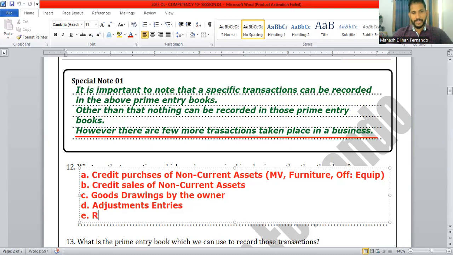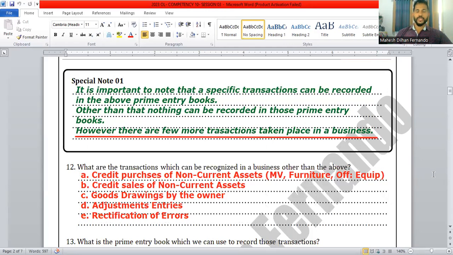E. Rectification of errors. Okay. So these are the other transactions that we can recognize in a business. But according to your O-level syllabus, this is more than enough. Write these things. Finished?